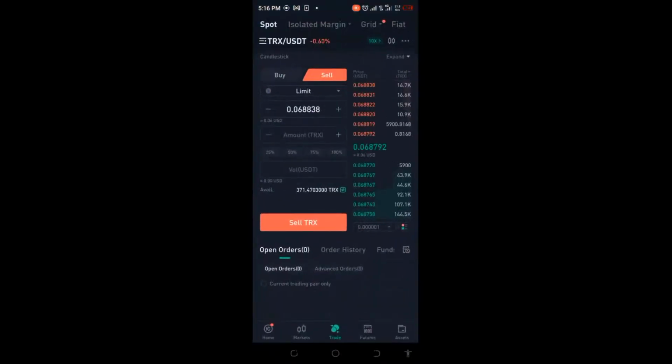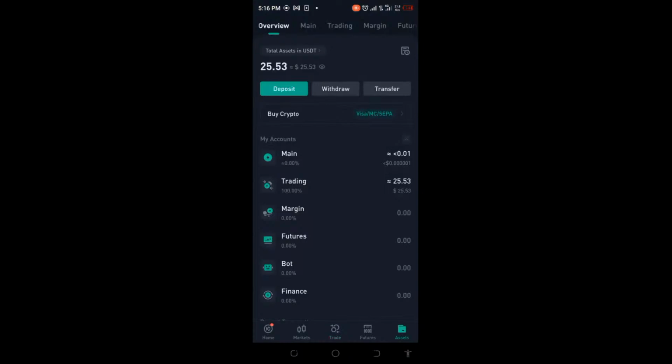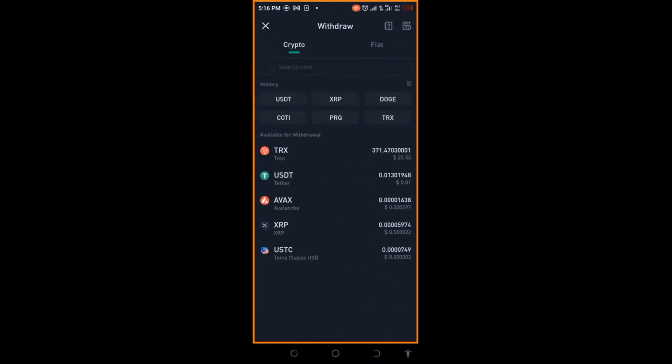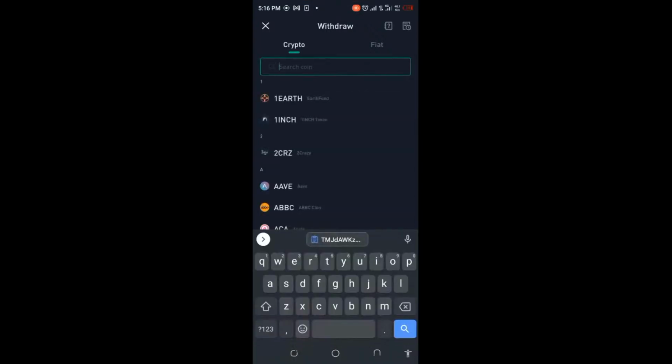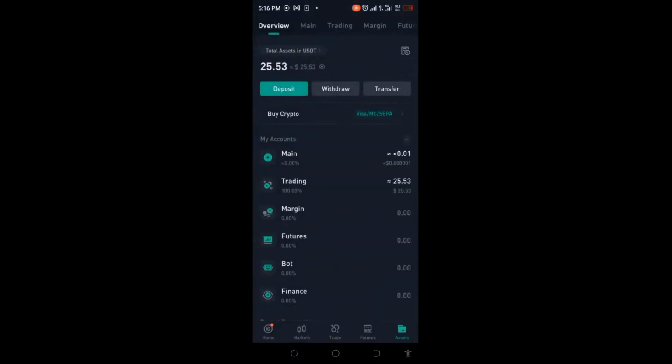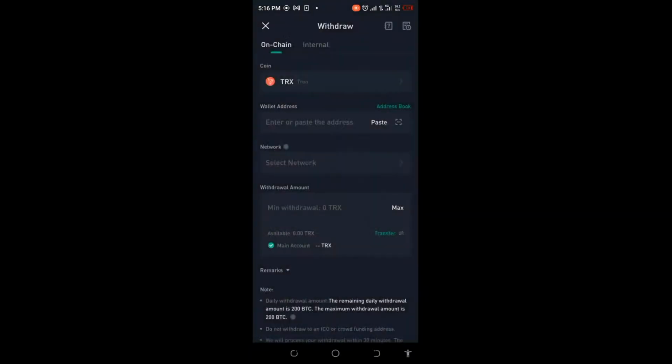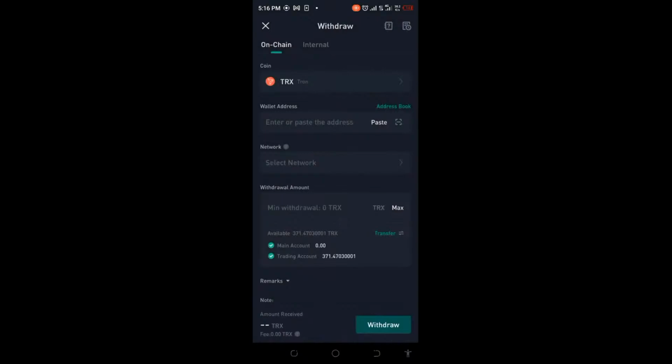All right, so that's what we're doing right now. So we're withdrawing from here, we're withdrawing TRX. You can see it already has everything there. Okay, we're taking everything over. Yes, what am I saying? No, this is what I want. I'm withdrawing this and I'm just clicking on this, and then we'll now put in the address.